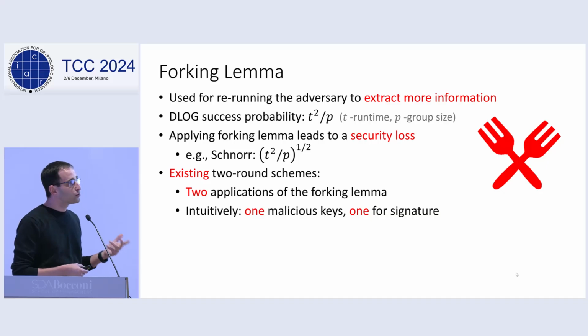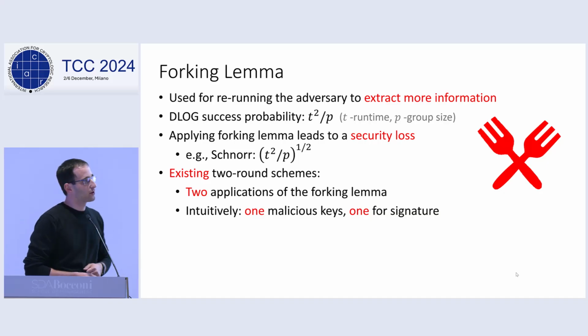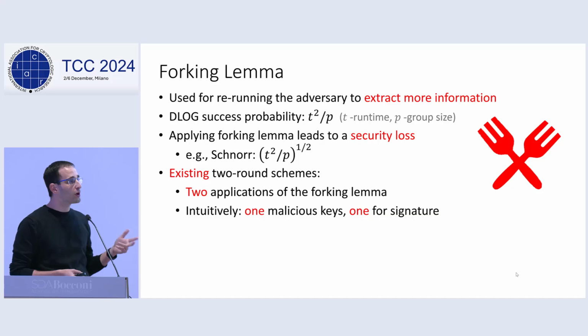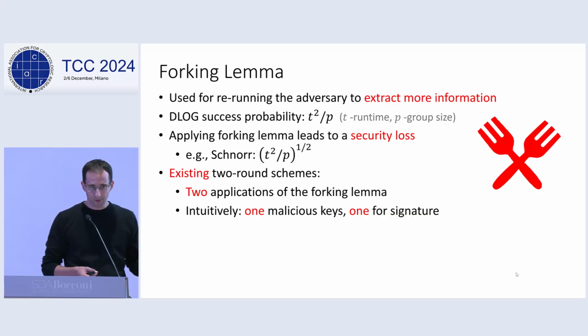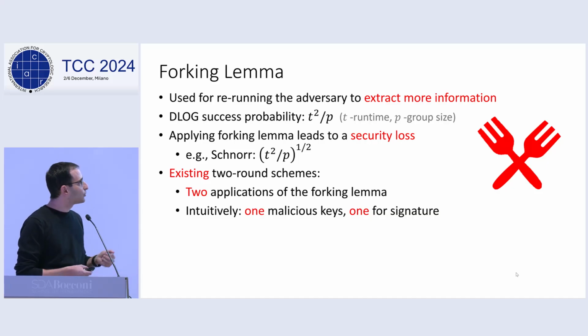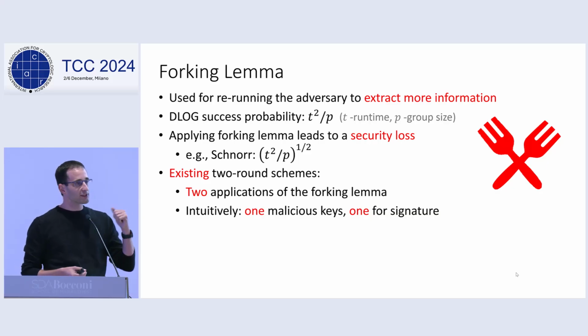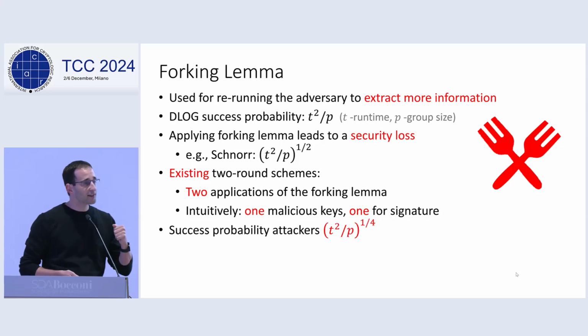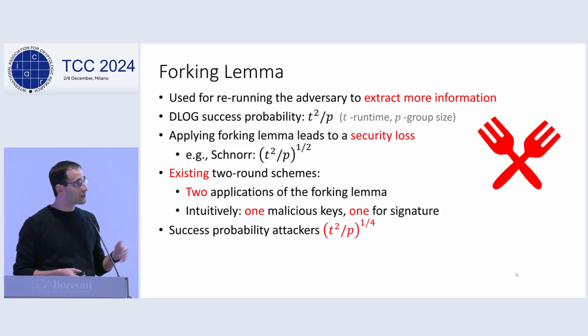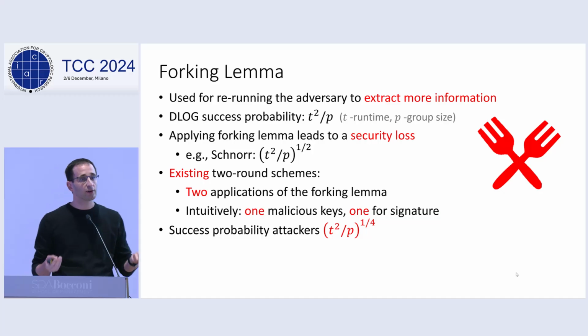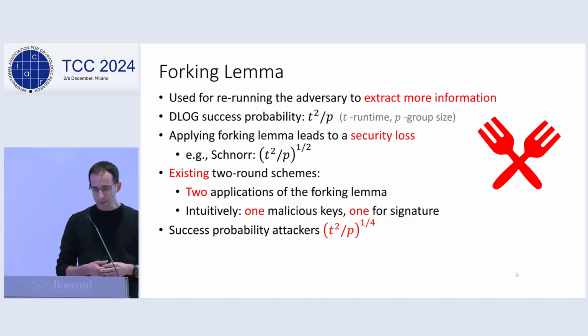And in existing two-round schemes of multi-signatures, we see that they have at least 2 applications of the forking lemma. Intuitively, one is to extract the malicious keys, as I said, since the malicious keys of the adversary might depend on the honest keys of the honest parties. And the second one is to extract the signature. As a result, the success probability is t squared over p to the 1 over 4.